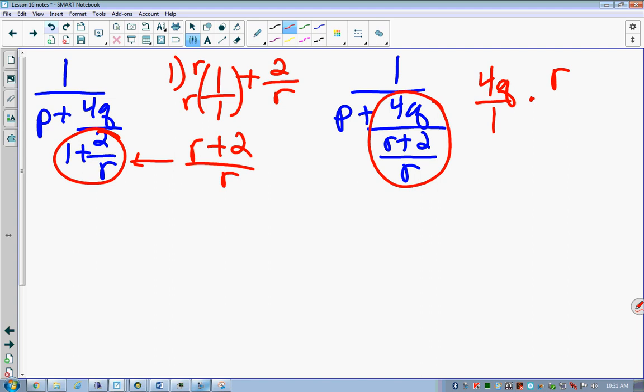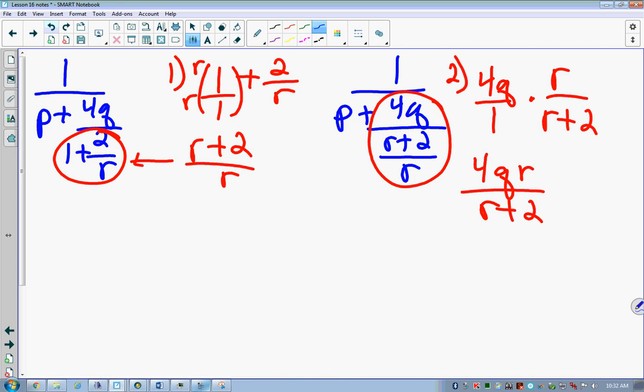Multiply by the reciprocal. So I'm going to multiply by r over r plus 2. That's going to give you 4qr over r plus 2. Does that make sense? Okay, so that was essentially step 2. Now I rewrite. So I have 1 over p plus my new fraction, 4qr over r plus 2.